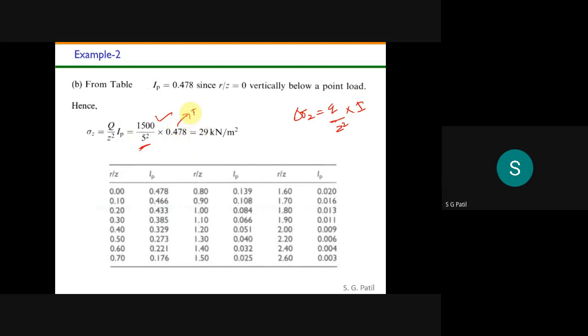So this influence factor is a function of what? It is a function of R by Z. So what is the R by Z here? R by Z is 0 here. Why? Because they are asking you to find out exactly below the applied point load. Whatever point load is there, here.